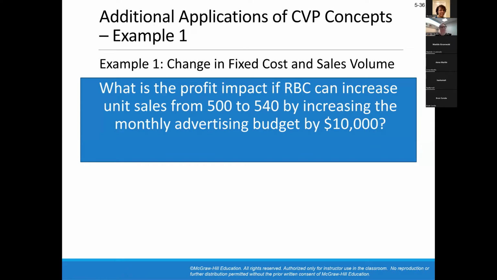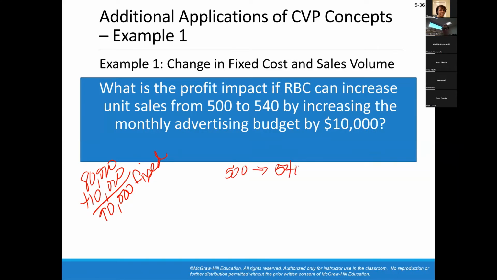So we're going to have the 80,000, and we're going to add the 10 to it. So we're going to have now 90,000 for our fixed. And we know that our sales unit is going to go from 500 to 540. So we're increasing the sales. This was given to us, the 250. So if we want to increase it, now we've got the 540 times 500. That's going to give me 270,000.